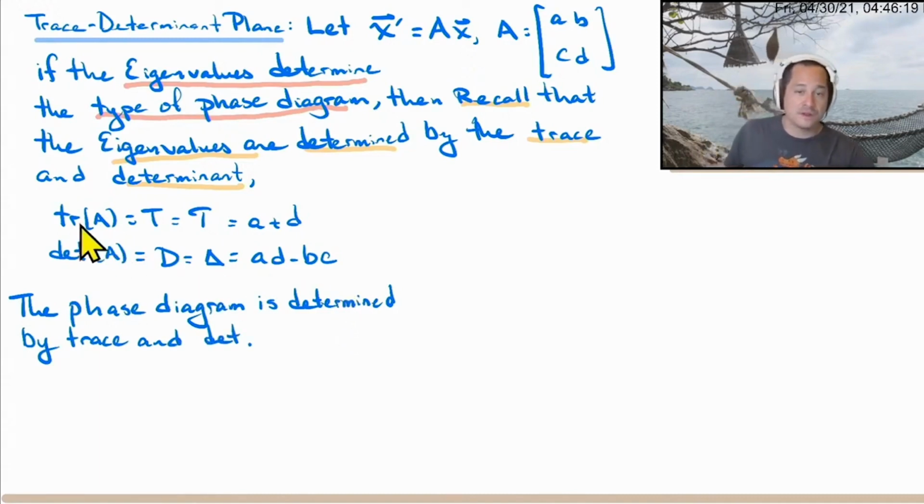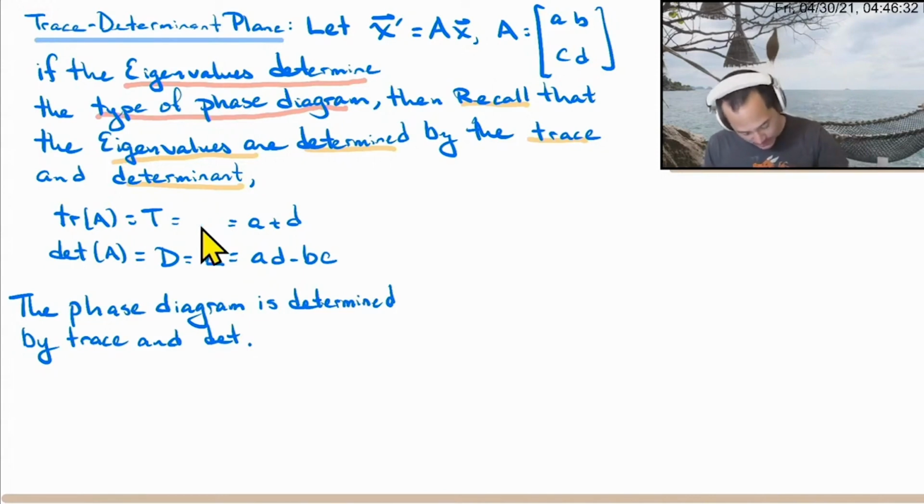Let's remind ourselves. The trace of the matrix A, I will write down as capital T, or your book will use the Greek letter tau. I'll clean this tau up a little bit. Vertical line, and then a top with a little curl on it. There's my tau. And that is A plus D, the sum of the main diagonal elements.